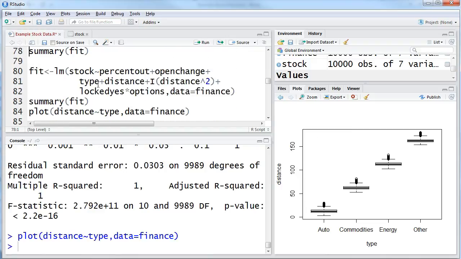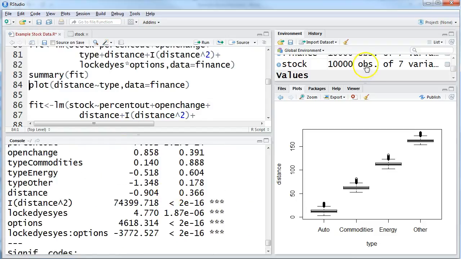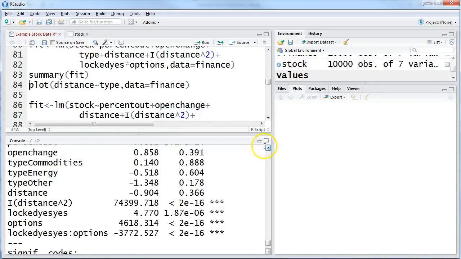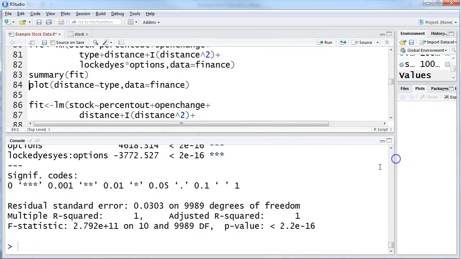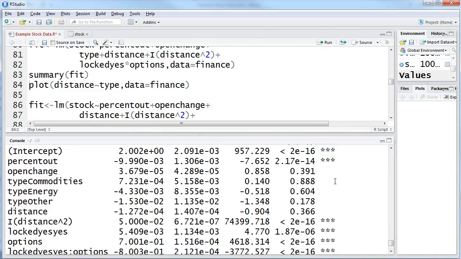So I remember what I was doing at this point. I was looking at what should I do with my model. And let me size this out so you can see the whole model all at once. What should I take out? Well, looking at what things are big in p-value, commodities here 0.8, and the other type energy is 0.6, and other was 0.1. It looks like separating the stocks by type actually isn't helpful.